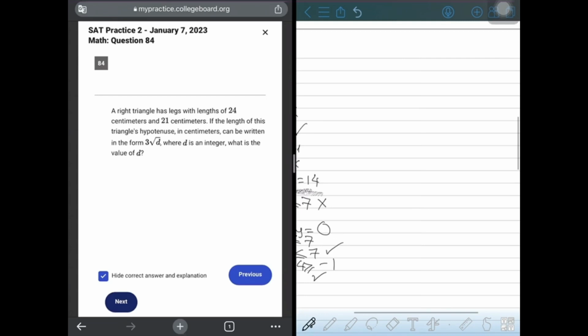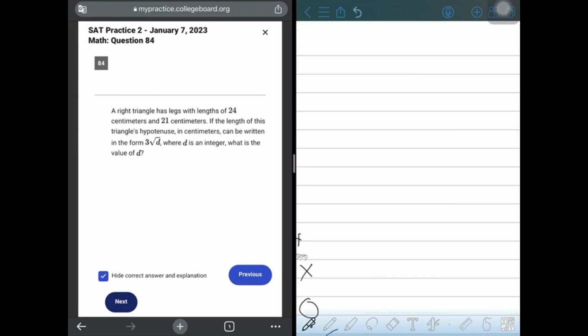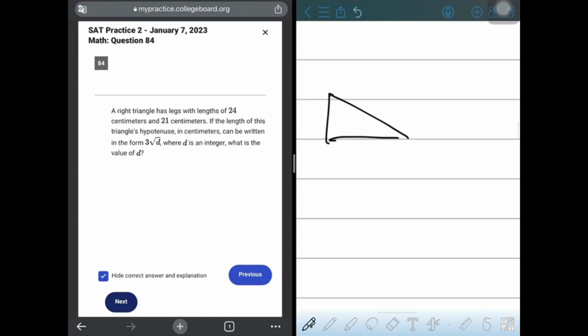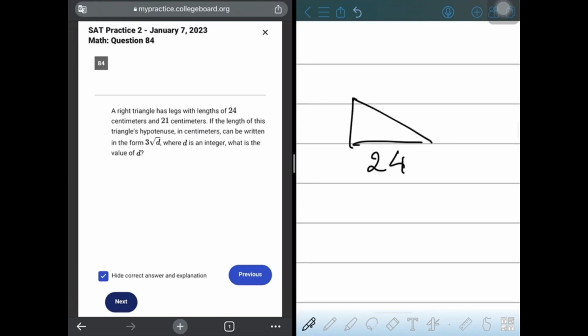Next one, right triangle. Now we will draw a right triangle. It has legs with one leg 24 and one leg 21. If the length of the hypotenuse can be written in the form 3 square root of D, they ask about the value of D.